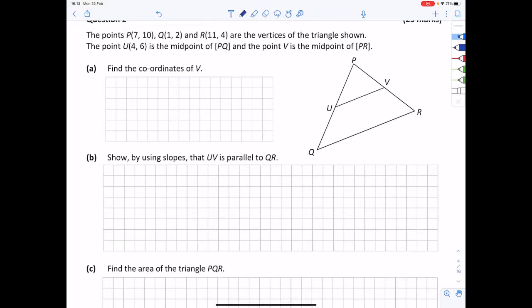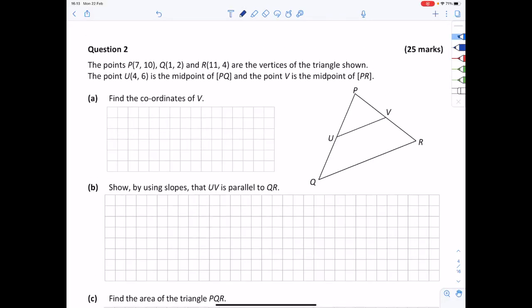Hi, in this video we're taking a look at 2018 Maths Paper 2, question 2. So this is a coordinate geometry question. We have some points which are vertices of a triangle shown. We are told the midpoint of PQ, and we are told that another point is midpoint of PR, so these 2 points are over here. We have to find the coordinates of one of those 2 midpoints.